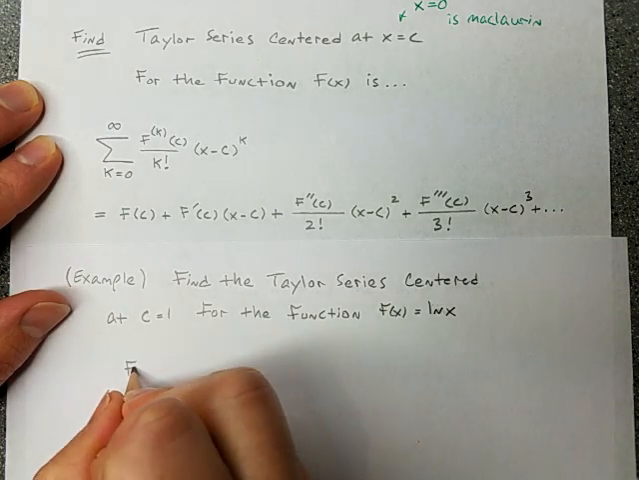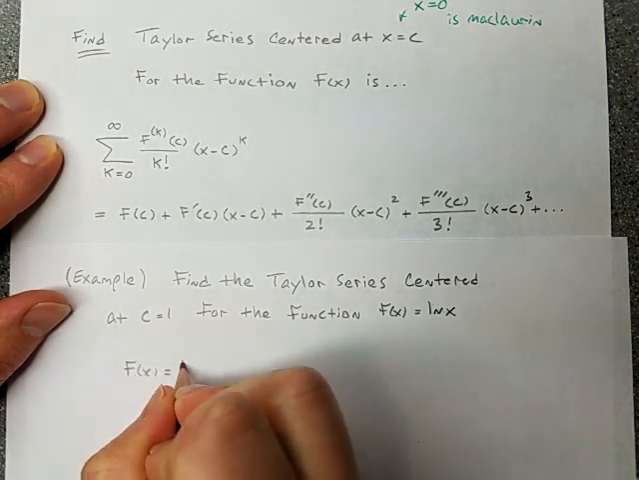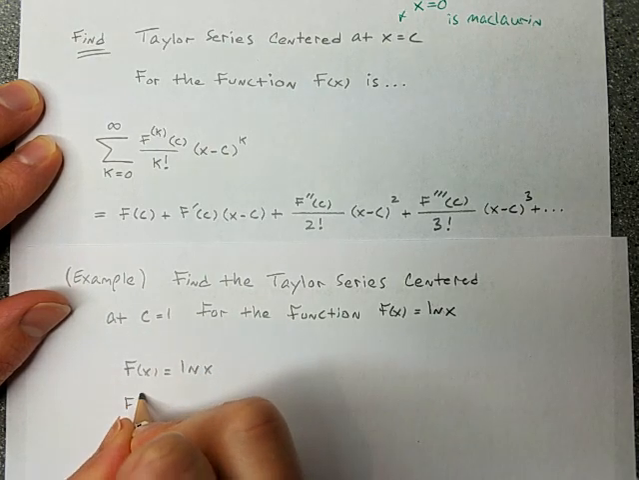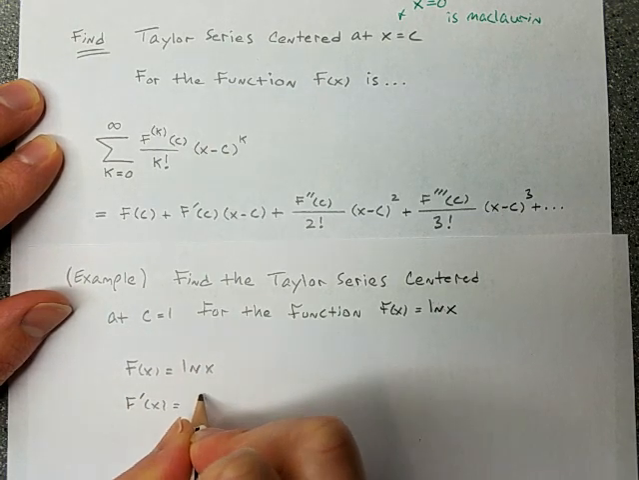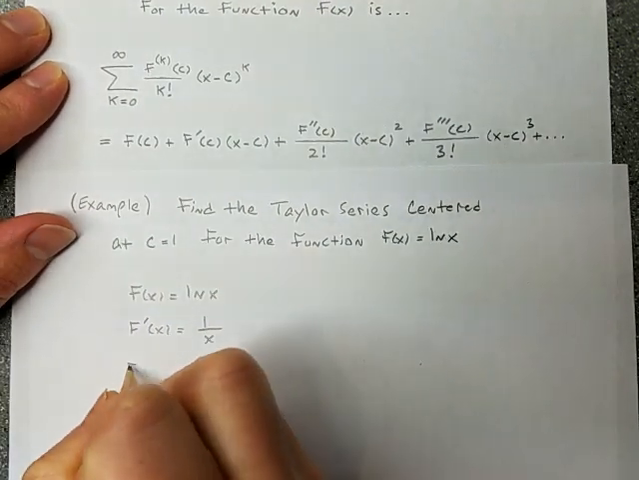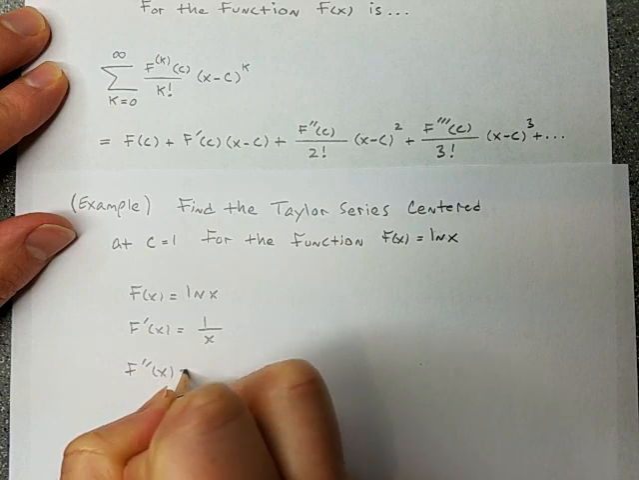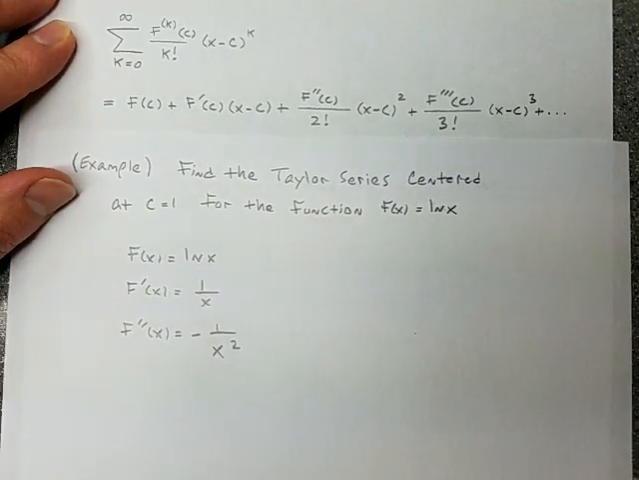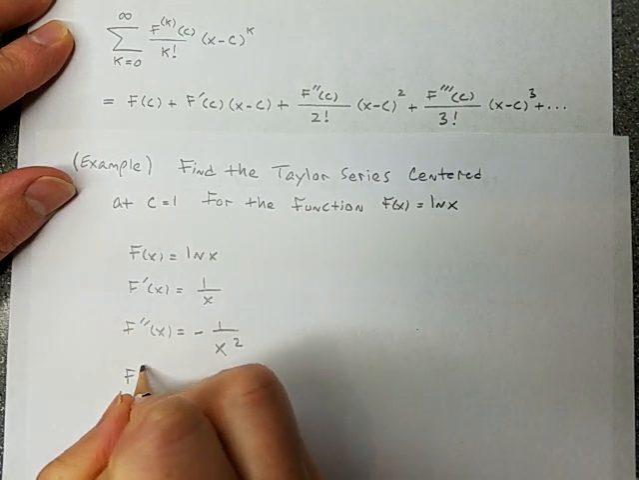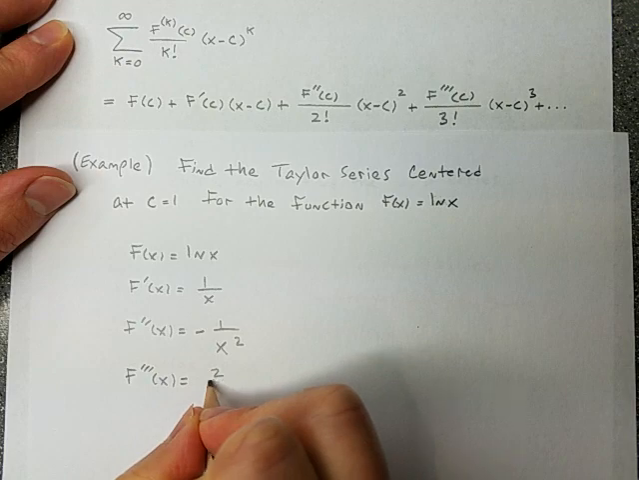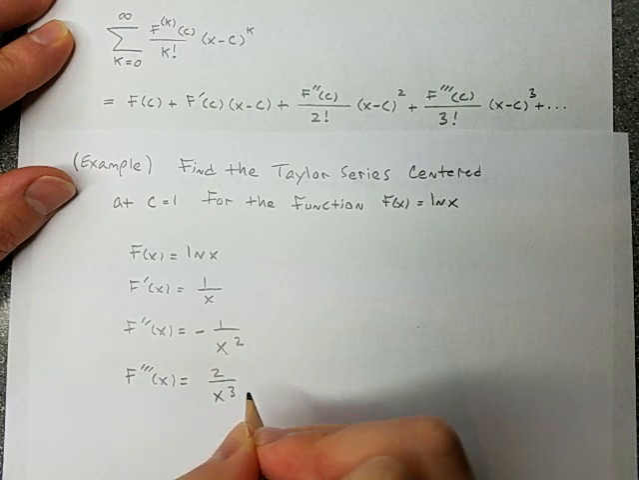So let's see. First, I'll start with the function. That is just natural log of x. Then the first derivative. That is 1 over x. Okay? And the second derivative. That is negative 1 over x squared. Then the third derivative. That is 2 over x to the third power.